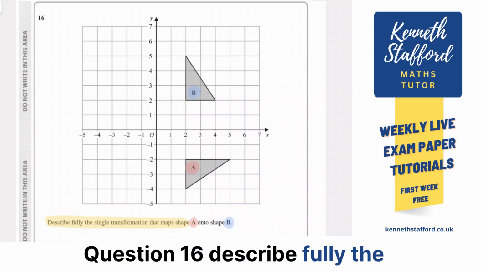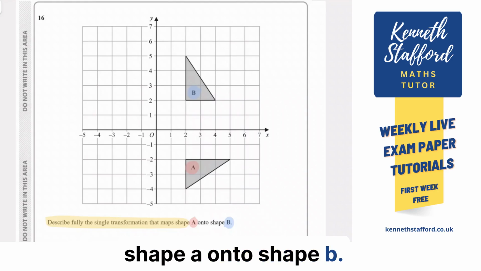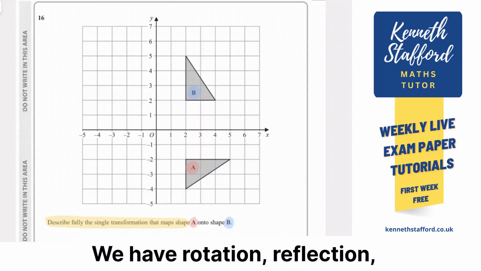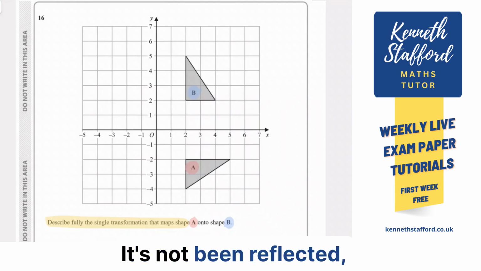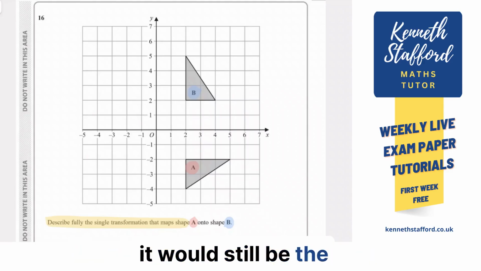Question 16, describe fully the single transformation that maps shape A onto shape B. So we're going from A, which has been highlighted in red, onto B. Now there are 4 transformations. We have rotation, reflection, translation, and enlargement. It's not been reflected. It's not been translated because it would still be the same way around.